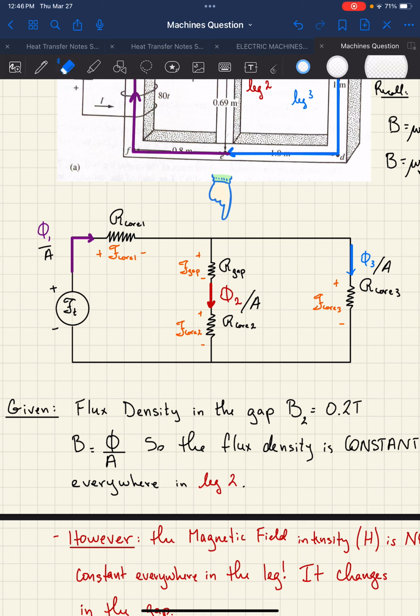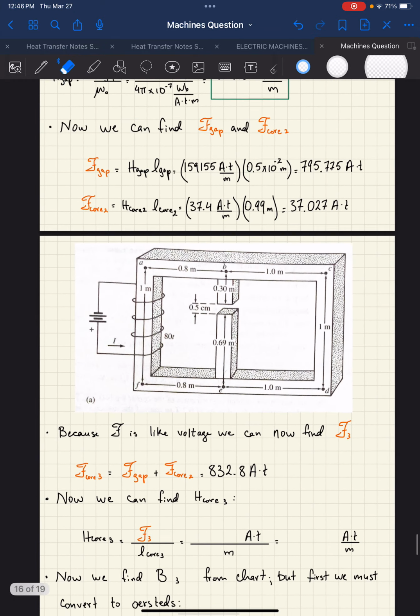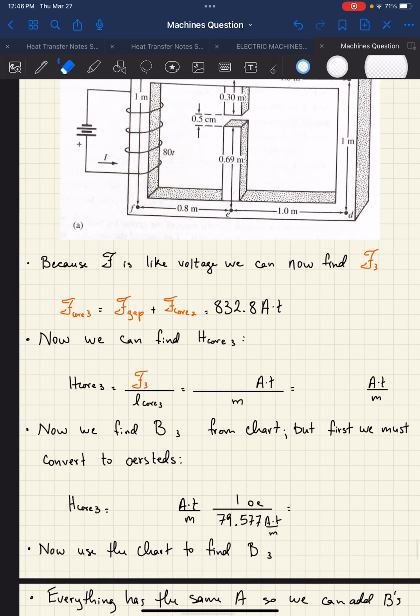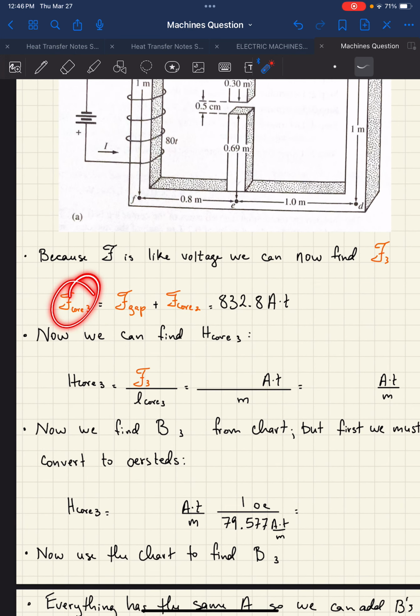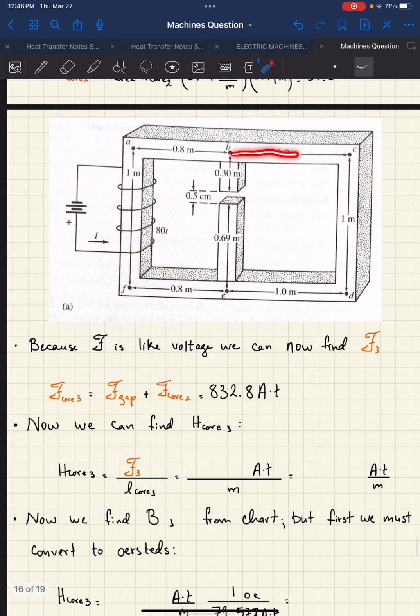Okay, so let's continue. As promised, this is quite a challenging problem. It's kind of long, so let's go ahead. Now that we have F core 3, let's find H core 3, because we know the mean length. The mean length for leg 3 is basically this length, from here to here, and then from here to here, and then from here to here. Luckily, they're all the same. It's just 1 meter, so it's just 3 meters.